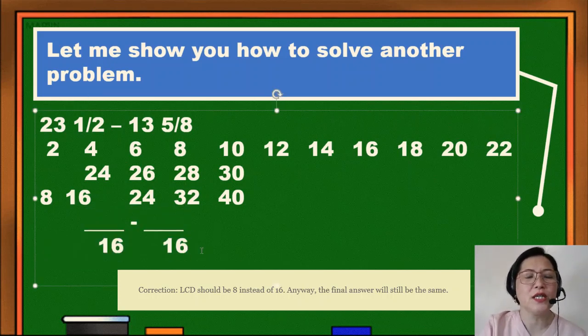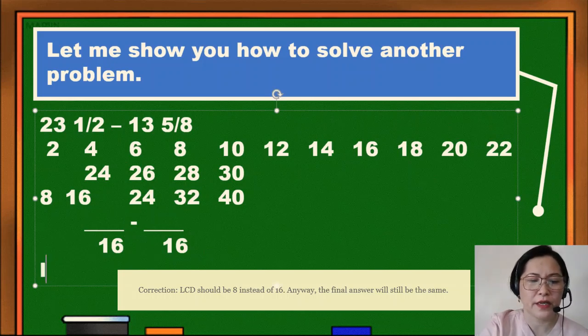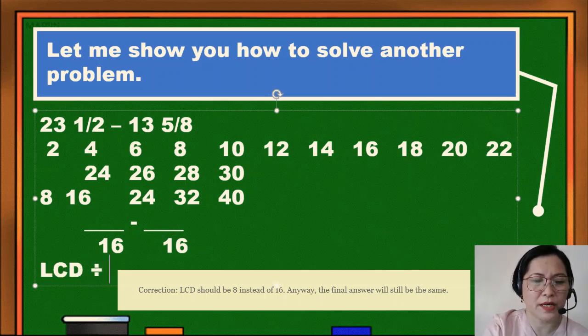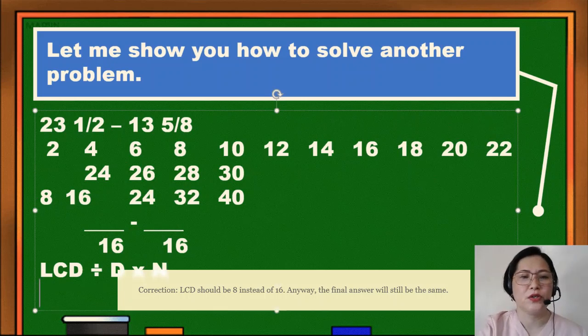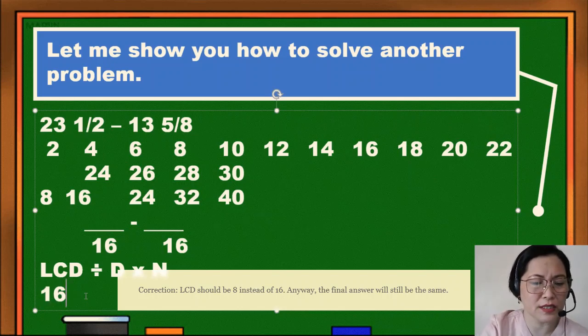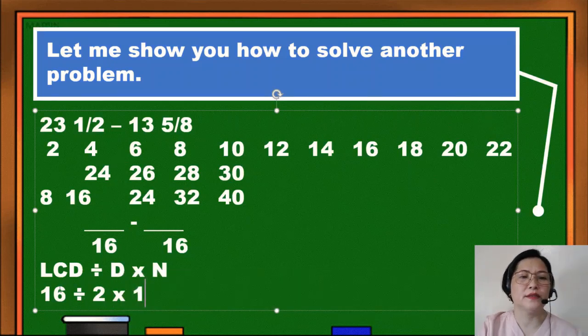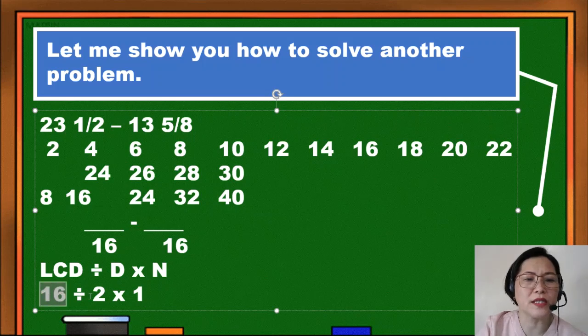Let's do the division of LCD divided by denominator times numerator. So the LCD is 16 divided by 2 times 1. So that is 16 divided by 2 times 1. So what will that be? 16 divided by 2 is 8 times 1 is 8.